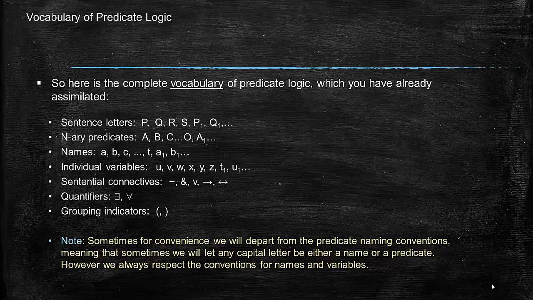So this is the complete statement of the vocabulary of predicate logic, which you've already learned, you've already assimilated. So we've got sentence letters, which come from the propositional logic, P, Q, R, and S. You'll notice these are at the back of the alphabet. Then we have our predicates from predicate logic, A, B, C. You'll notice that we have the subscript convention to guarantee an infinite supply.